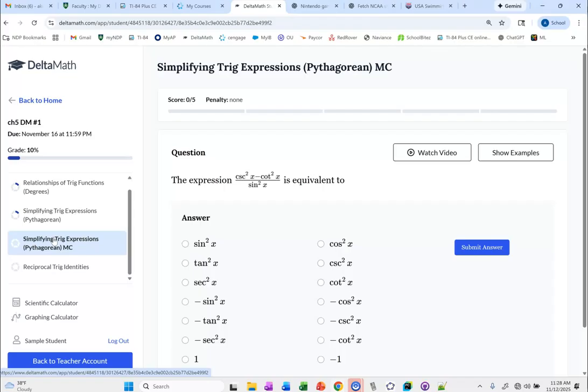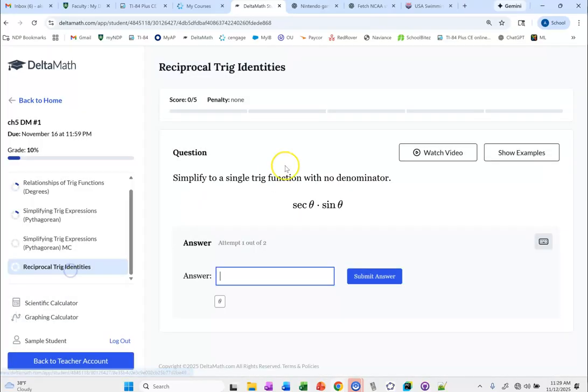Okay. Another simplifying the expression problem. This time it's multiple choice instead of free response. And the last one, again, another simplifying. This one is free response as well. Okay? What do you guys think? Everybody feel good about what to do?